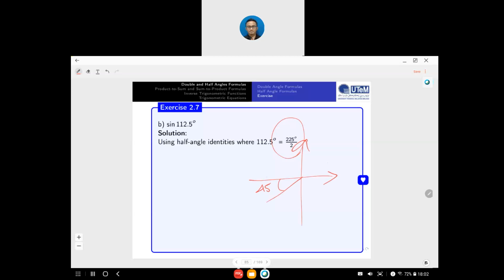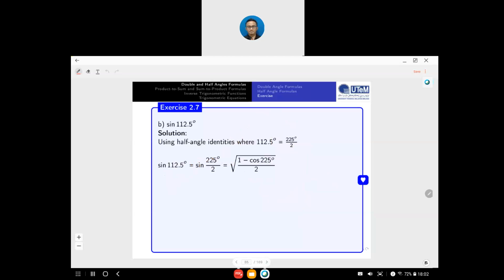Okay, ni dia ada kat sini. 225 duduk kat kuadran ketiga. And then reference angle is 45. Okay, sin 112.5 also equal to sin 225 over 2. Okay, so kita buat macam tu, 225.